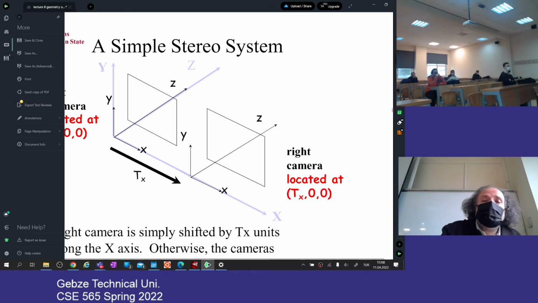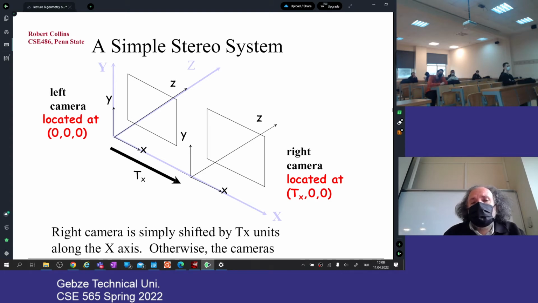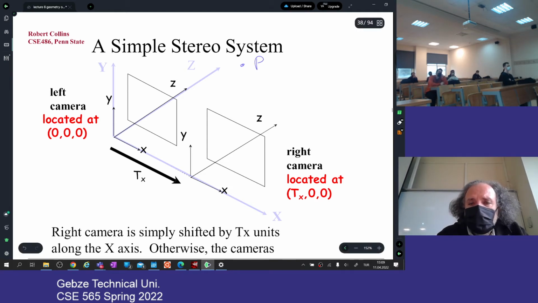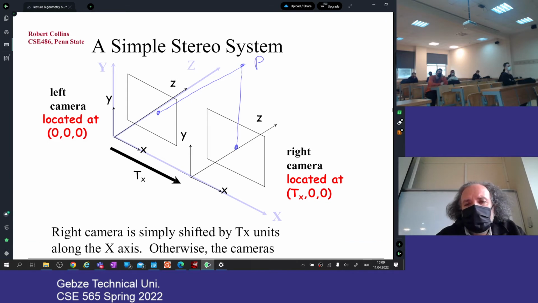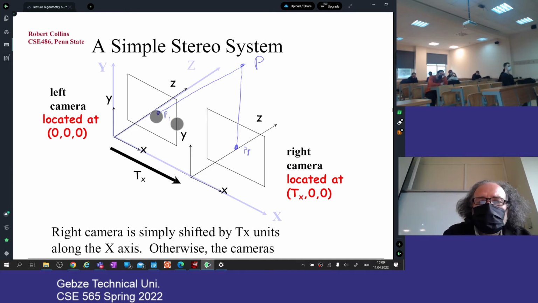That's how we work. In this case, we assume that we have 2 cameras. They are looking at the same 3D world from 2 different points, but their z-axes are parallel to each other. If there is a real world object P here, and I project it, it will be projected here, and if I project it here, it will be projected here. So this is PR and this is PL. As you see, PL is closer to the left edge of the image. PR is not that close.